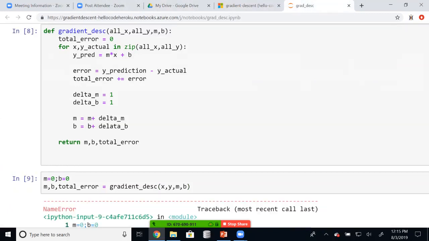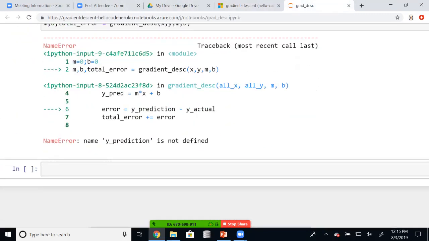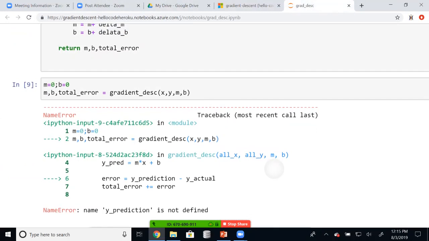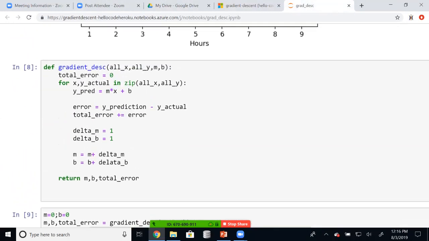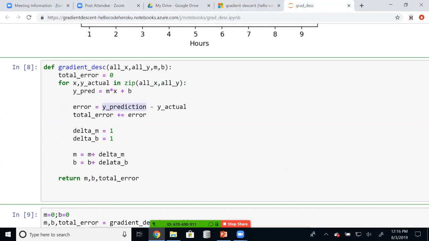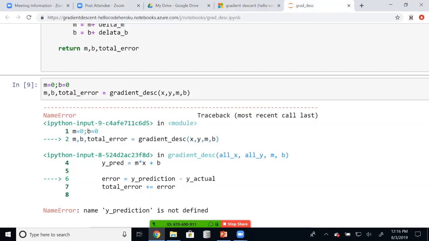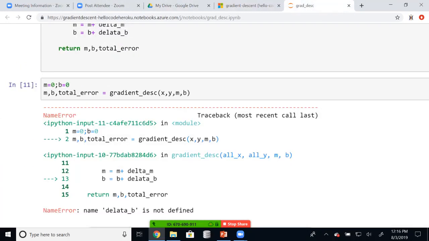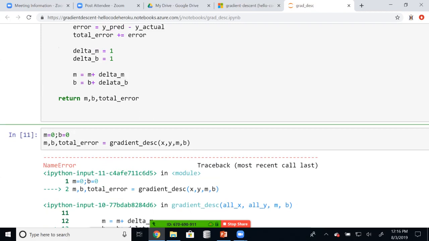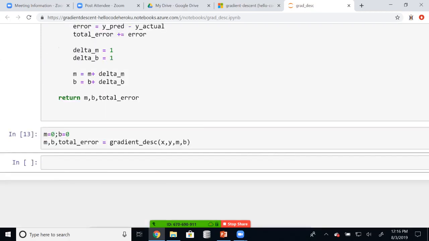So I have some errors over here. Y prediction is not defined. So Y prediction, where am I using? Yeah, so this should be Y pred. Okay, let's try again. I've done several mistakes over there. Okay, so now seems like this is okay.